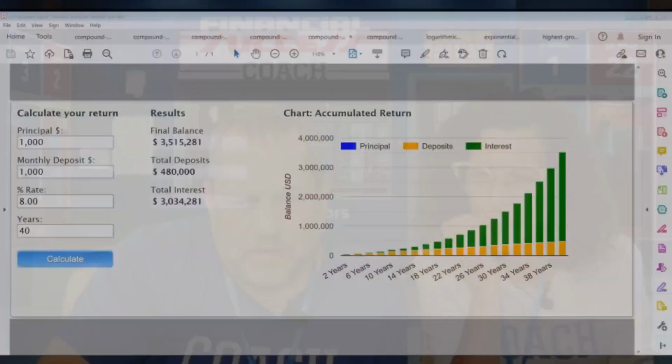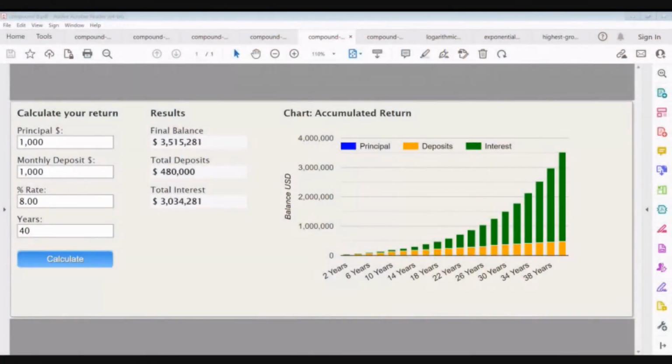Now look what happens. If we go to 8%, check this out. We went from $2 million at 6% to $3.5 million at 8%. So you can see 2% makes a big deal. And that's worth repeating. 2 percentage points makes a big deal. Over 40 years, we went from 2 million to over 3.5 million.